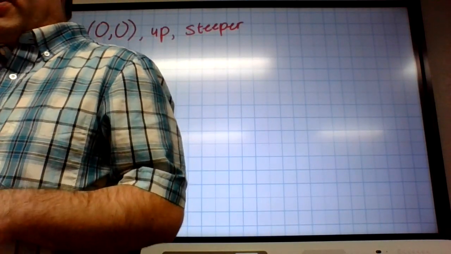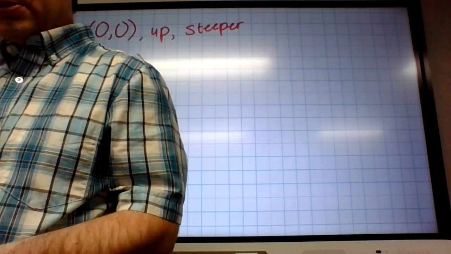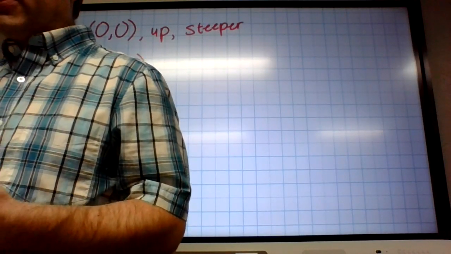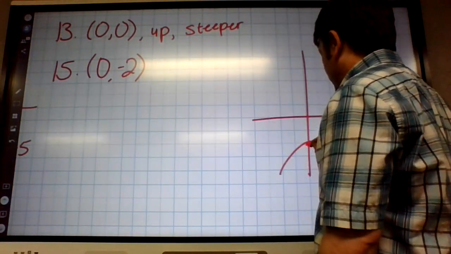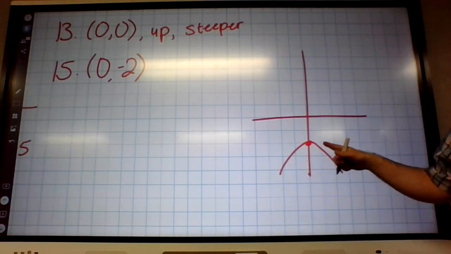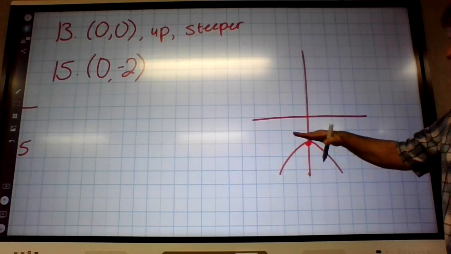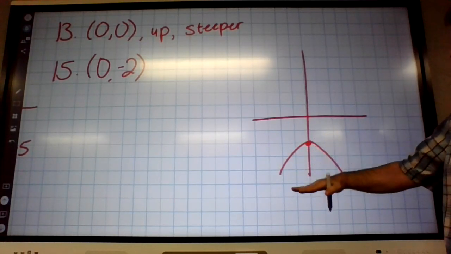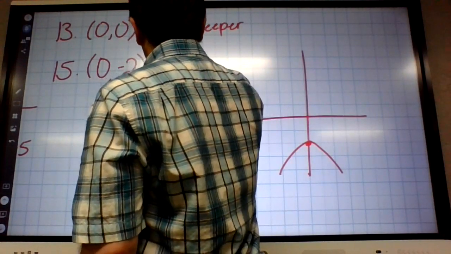Is it going to open up or down? Down. Why is it opening down? Because of the negative on the front. So what's the range? 0, -2 is the vertex, and it's opening down. So what's the range going to be? Y is less than or equal to -2. Right, -2 and below.